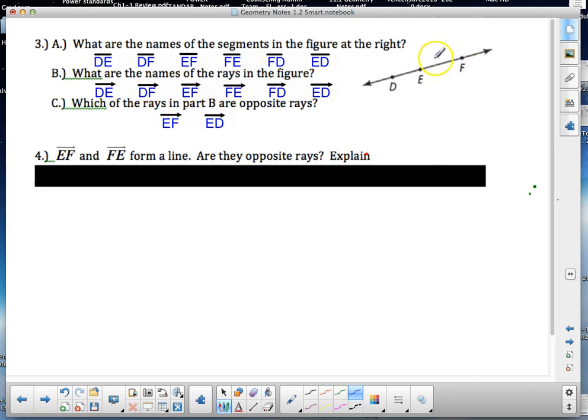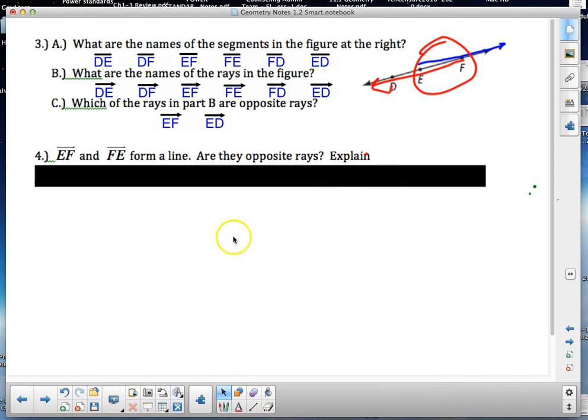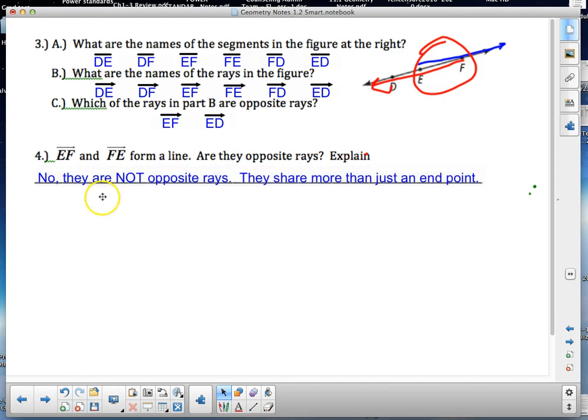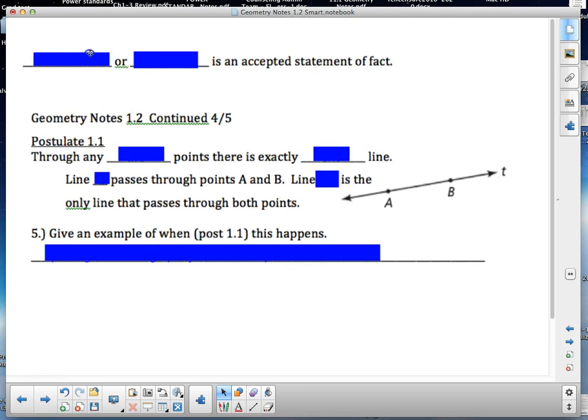Please, if you're doubting something, if you're not sure, just draw it in, check it out. And ray FD goes this way. Look at that overlapping space. Okay, because of this overlapping space, they're not considered opposite rays. No, they are not opposite rays. They share more than just an endpoint. So keep that in mind when you're working with your definitions.